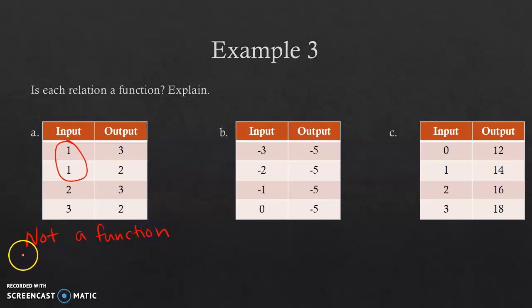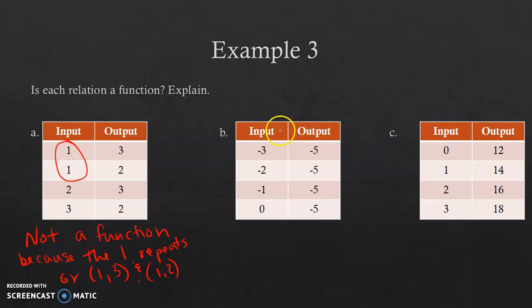And it's because the 1 repeats. We have 1, 3 and 1, 2. So we have 2 points with the input being 1. So our input does not have exactly one output. That's another way to write it.